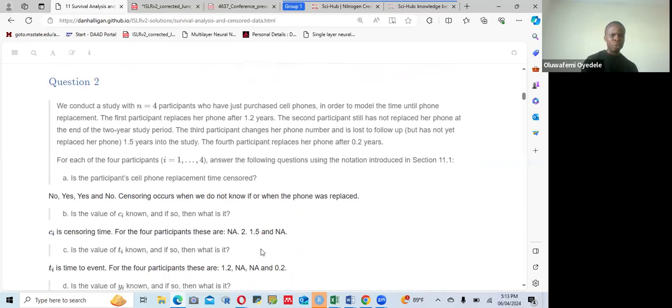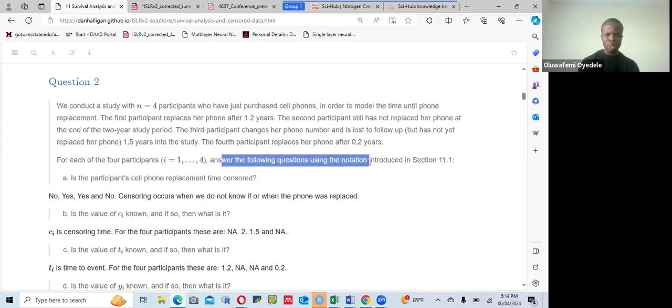Okay, so question two, he said we should conduct a survey with four participants who just purchased cell phones in order to model the time until phone replacement. The first participant replaces a phone after 1 year and 2 months. The second participant still has not replaced her phone at the end of the 2 year study period. The third participant changes phone number and is lost to follow up 1.5 years into the study, but has not yet replaced her phone. The fourth participant replaces her phone after 0.2 years. Here for each of the four participants, we have i, which is 1 to 4, because we have four participants in this study.